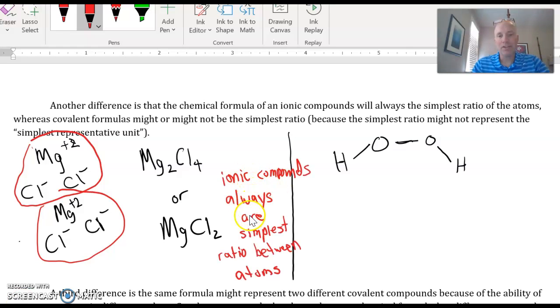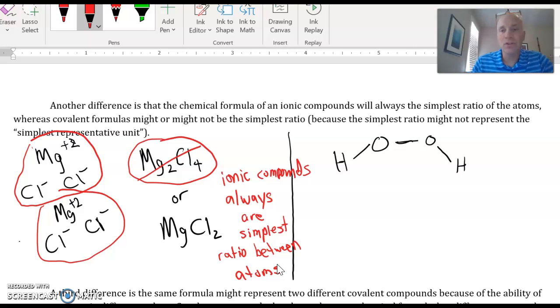So ionic compounds are always going to have formulas which are the simplest ratio between atoms. You would never have an ionic compound that had a formula like this, because a 2 to 4 ratio could be simplified to a 1 to 2 ratio.